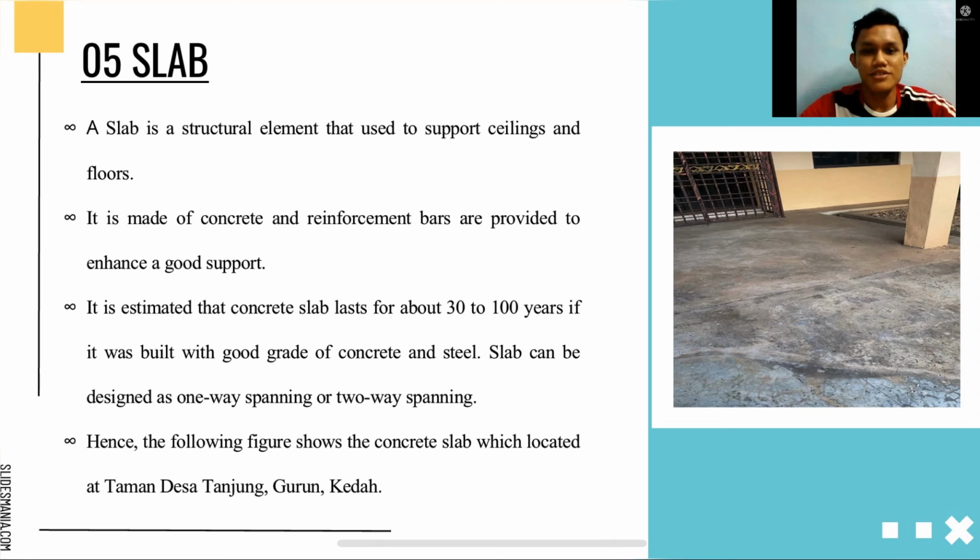I'm going to explain about our next structure, which is slab. A slab is a structural element that is used to support ceilings and floors. It is made out of concrete, and reinforcement bars are provided to enhance a good support. It is estimated that concrete slab lasts for about 30 to 100 years. It was built with a good grade of concrete and steel. Slab can be designed as one-way slab and two-way slab.